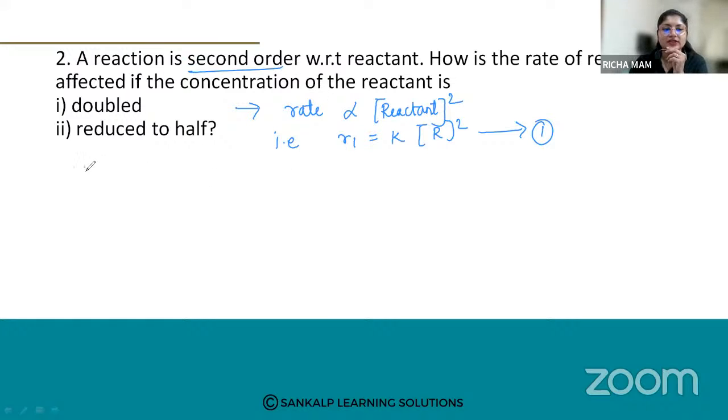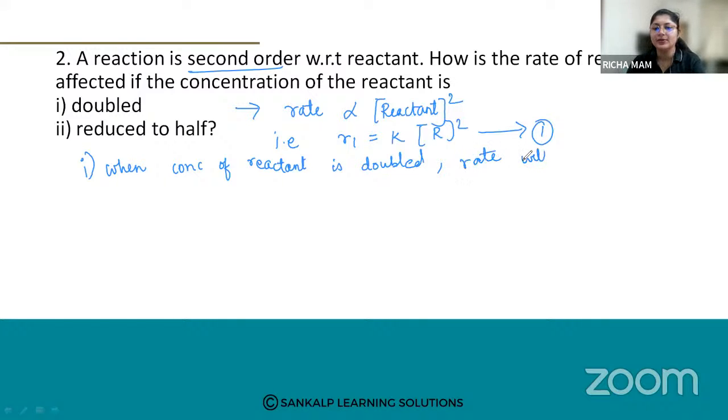So the first condition is what? What is the first condition, students? When the concentration of reactant is doubled, what will happen to the rate?